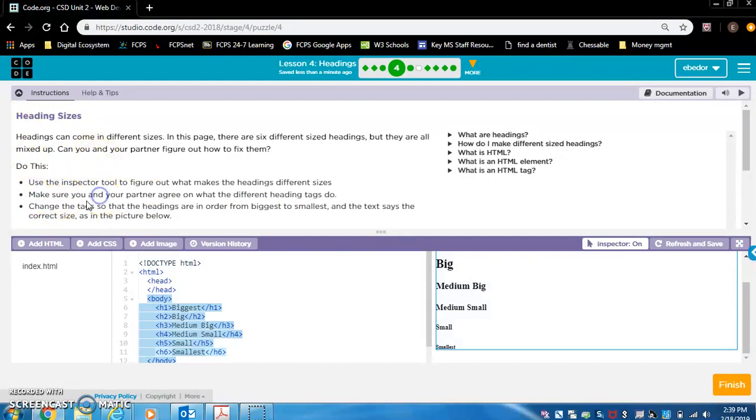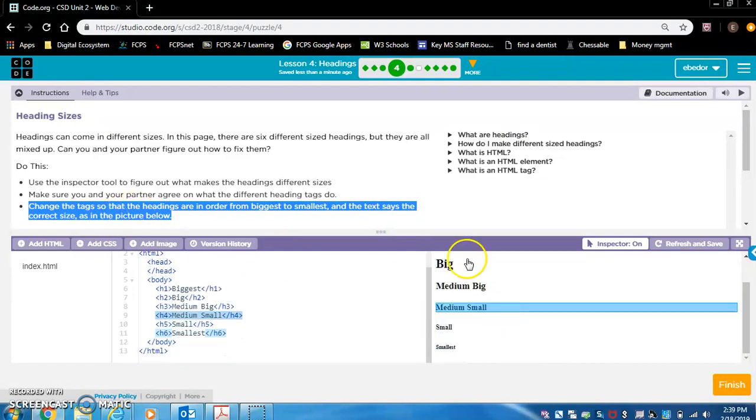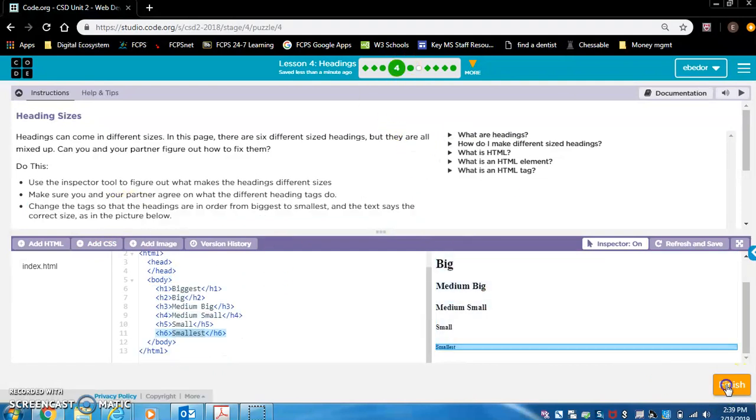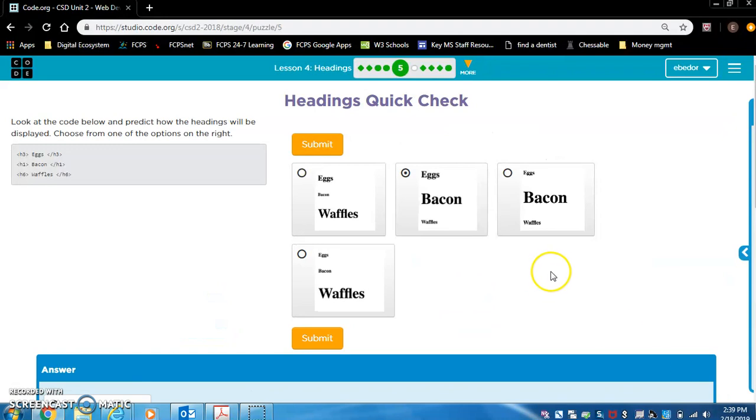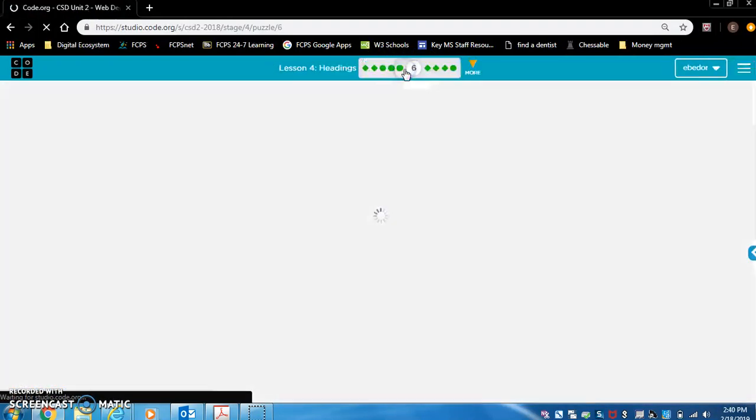Make sure you and your partner agree. Change the tags. I forgot to read that direction. Change the tags so that the headings are in order from biggest to smallest and the text says the correct size, as in the picture below. We did that. Well done. That was exercise 4. Exercise 5, I'm going to let you do that on your own. Let's move on to 6.